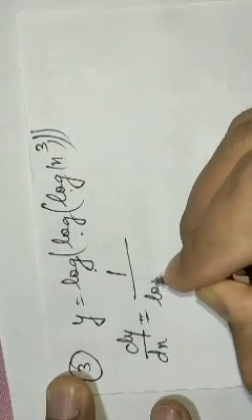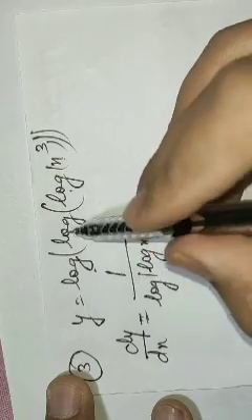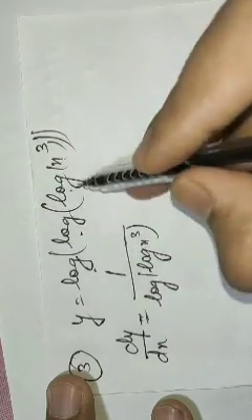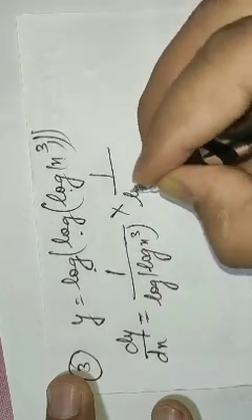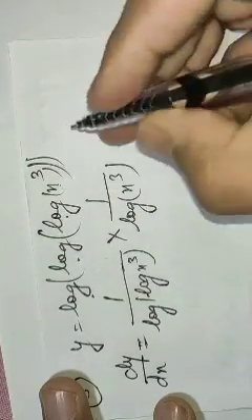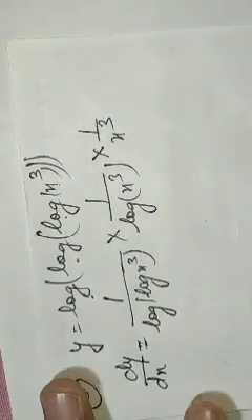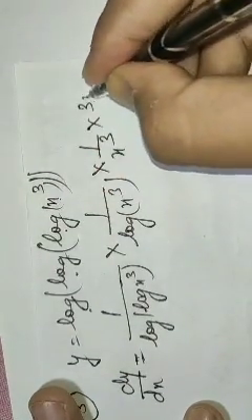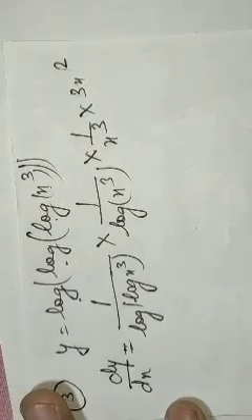Another question, the third one: y equals log of log of log x cube. There are functions nested here: log, log, log, and x cube. So the chain rule will be followed. For the outer function, differentiation of log X will be 1 by log of log x cube. Then for the next function, the differentiation will be 1 by log of x cube. Then for the next function, the differentiation will be 1 by x cube, and then differentiation of x cube will be 3x square. So this is the answer for this question.